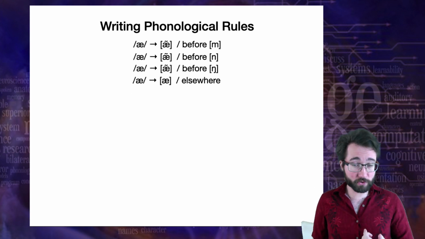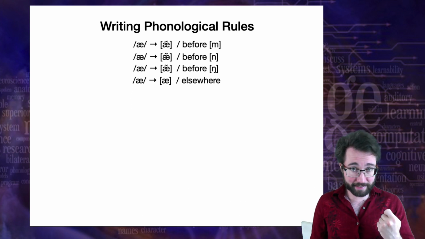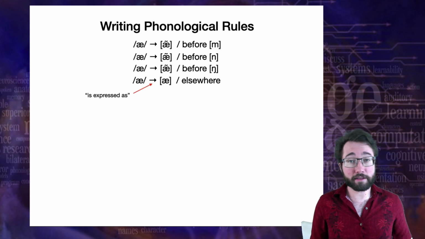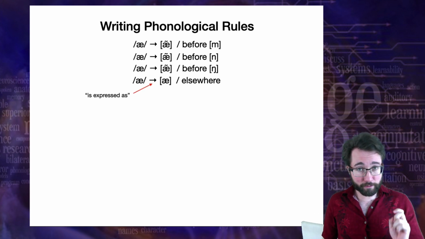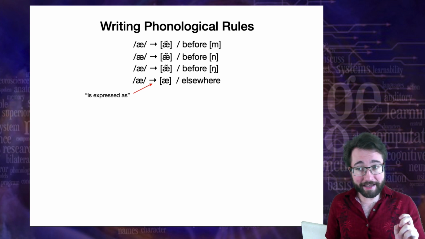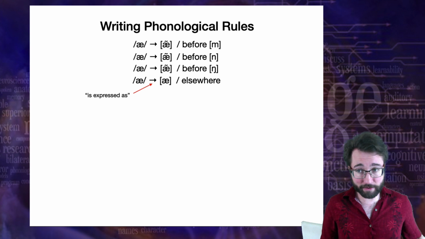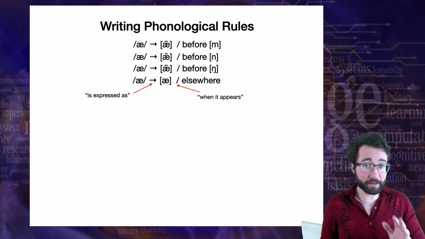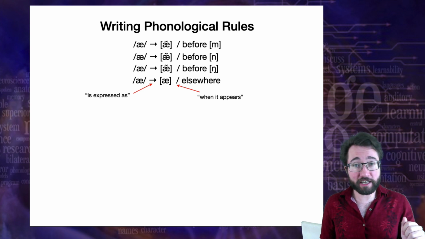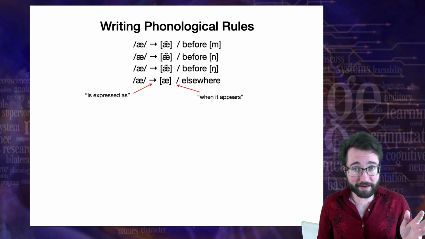So when you see rules like this, the way to read them is like this. You say the phoneme a, that's the low front, lax, unrounded vowel in English. The phoneme a is expressed as the sound a when it appears elsewhere. And the phoneme a is expressed as the sound nasalized a when it appears before eng, and so on.